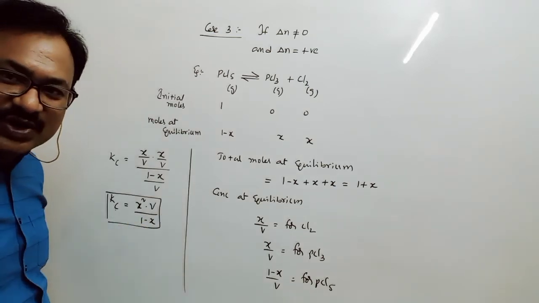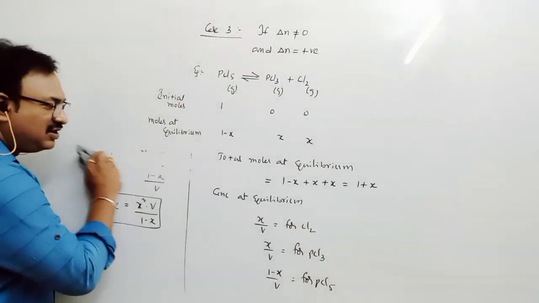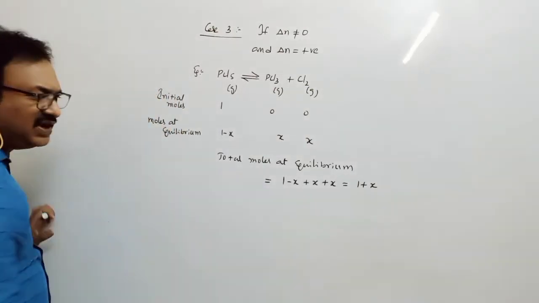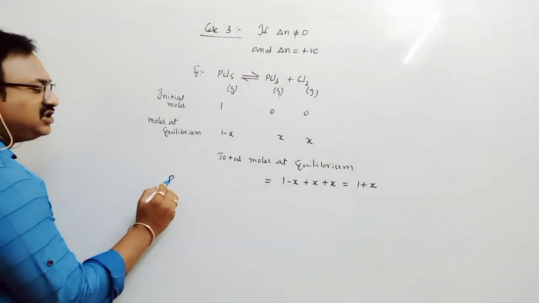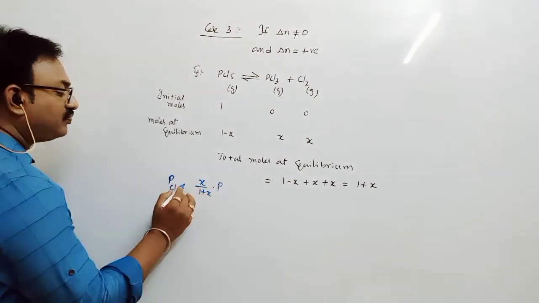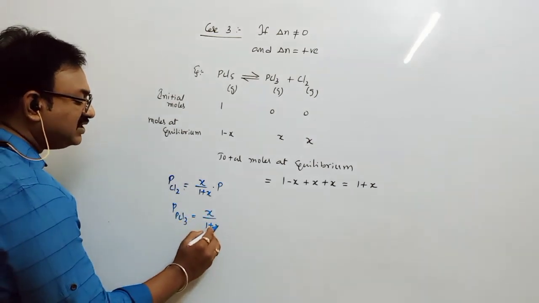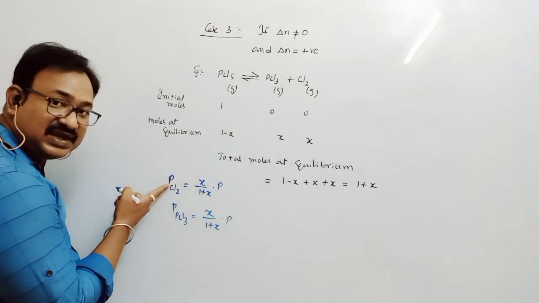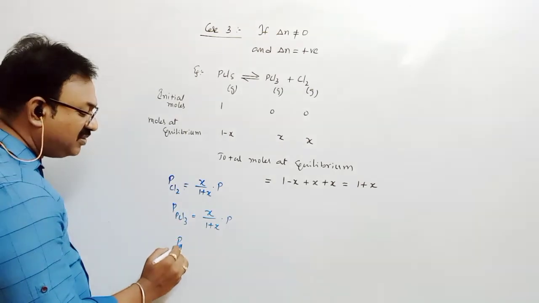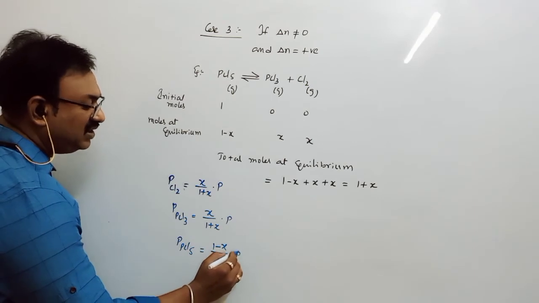Now, sir, go through the Kp derivation, right? Okay, again I'll go through it. So first you have to find the partial pressures. Partial pressure of Cl2 is equal to x by 1 plus x into total pressure. Partial pressure of PCl3 again x by 1 plus x into P. As the number of moles is equal, the partial pressure will also be equal. Partial pressure of PCl5 is equal to 1 minus x by 1 plus x into P.